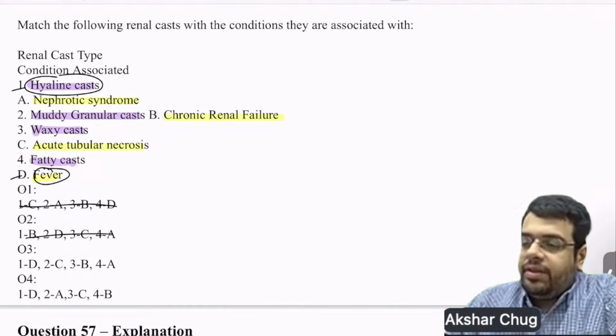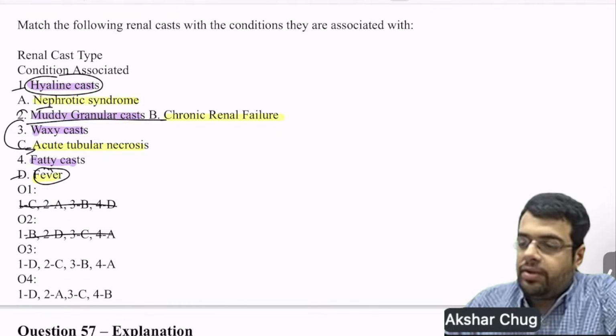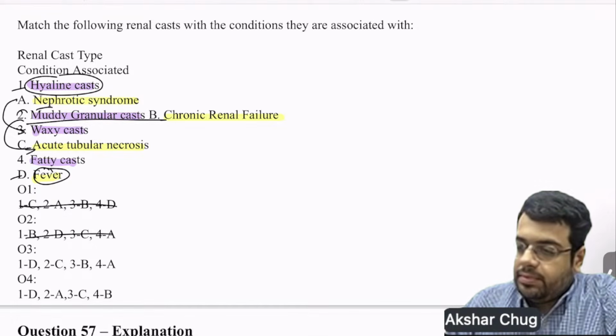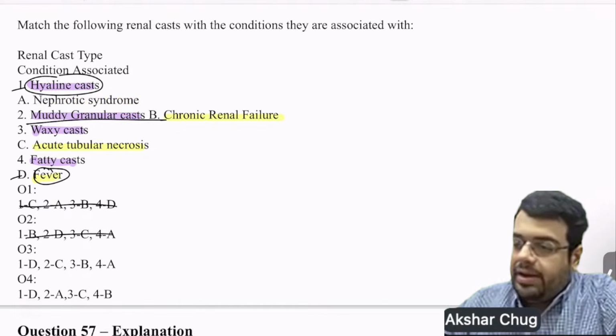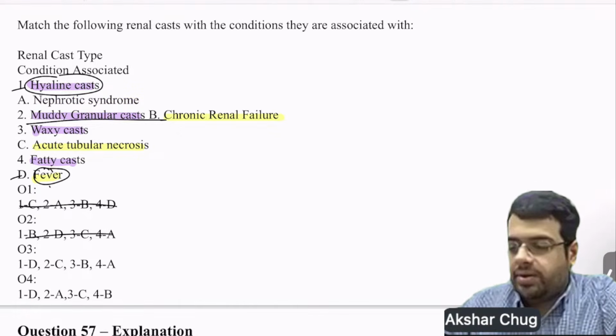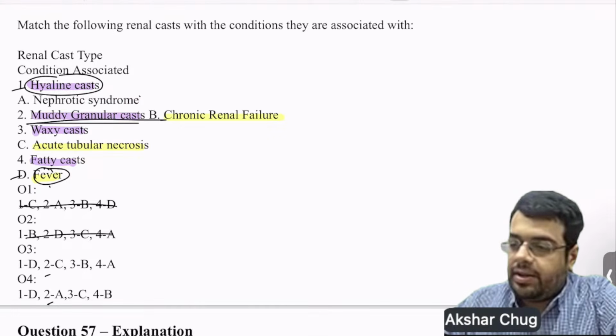Next, we will see about the nephrotic syndrome. Okay, so the muddy granular cast we will see in acute tubular necrosis, whereas in nephrotic, we will see waxy cast. Just a second. Hyaline casts are seen in fever, so we have ruled out two options. Second, for the muddy granular cast, we are to select between option A and C, either nephrotic syndrome or acute tubular necrosis. Yes. So in 2, it would be C.